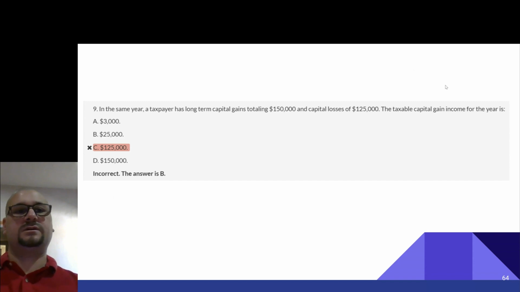In the same year, a taxpayer has long-term capital gains totaling $150,000 and capital losses of $125,000. The taxable capital gain income for the year is $25,000. So to calculate the total capital gain income, it's 150 minus 125, which gives you 25, and that's the total capital gain income for the year.